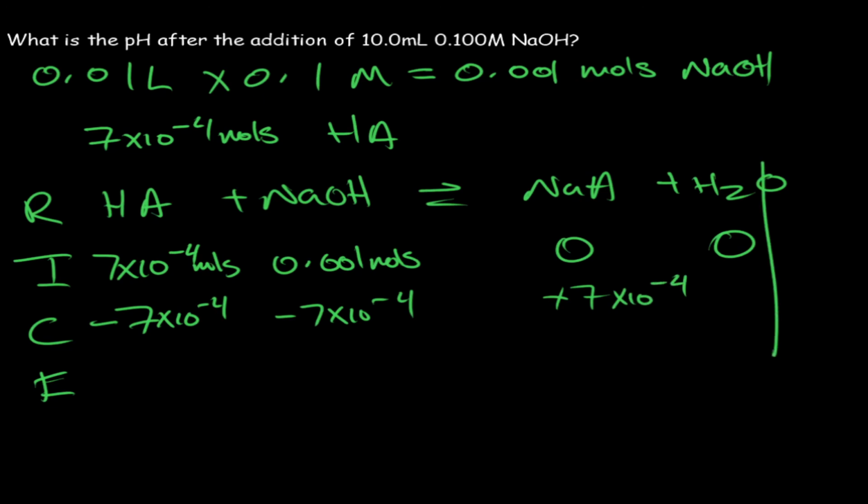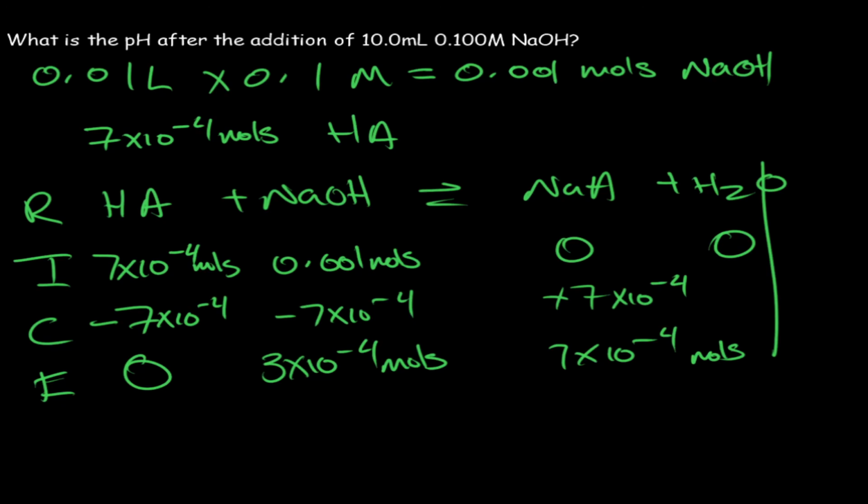So what would our equilibrium values be? Well, all of our acetic acid was used up, so we have none of that left. We would have excess sodium hydroxide left over, 3 times 10 to the negative 4 moles of sodium hydroxide left. And we would also have 7 times 10 to the negative 4 moles of sodium acetate. Since we're past our equivalence point and we have excess strong base, we don't have to consider the effect of acetate on our pH, because the strong base is going to be far more significant than the value of our sodium acetate. So we're not going to consider it. All we have to consider is that we have 3 times 10 to the negative 4 moles of sodium hydroxide.